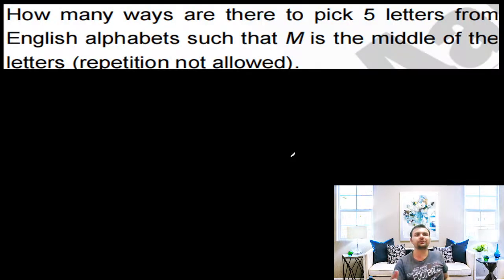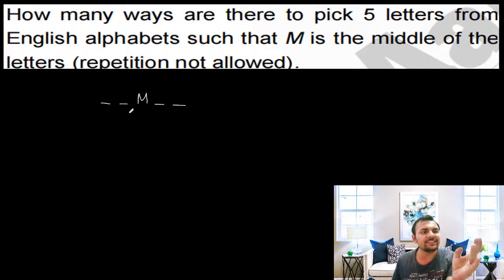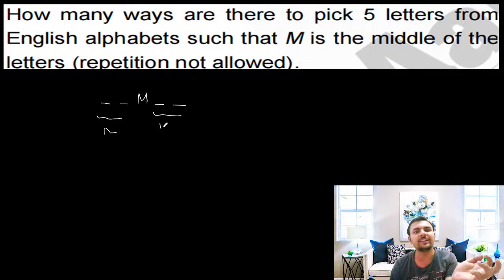Okay, this is the last question. How many ways are there to pick 5 letters from the English alphabet such that M is middle? M is middle and there are 5 letters. So before M we have A, B, C, D, E, F, G, H, I, J, K, L, M. That means before this we have 12 alphabets and after it we have 13.